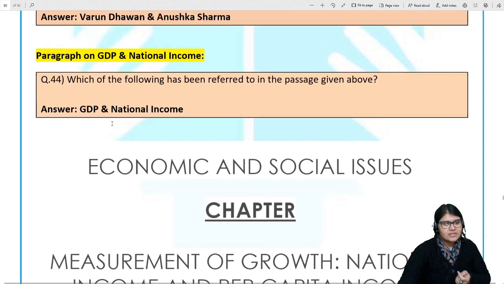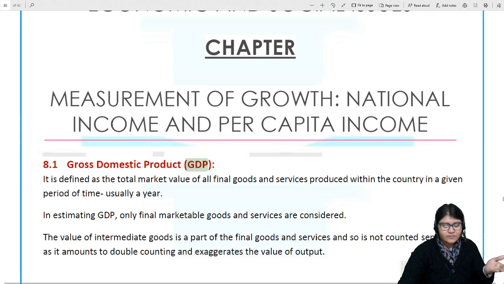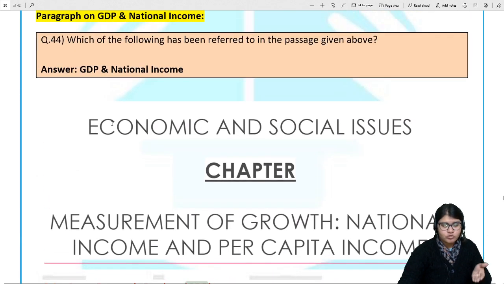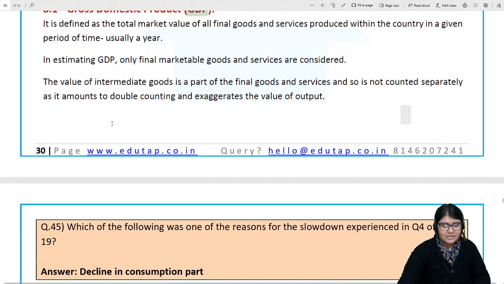Then there was a passage on GDP and national income. We are not able to recollect the exact paragraph that was given, but it dealt with GDP and national income. The first question related to that passage was, which of the following has been referred to in the above given passage? The answer is GDP and national income. For this we have taken a screenshot from the static portion that we provide. Here clearly we have given the information about GDP.